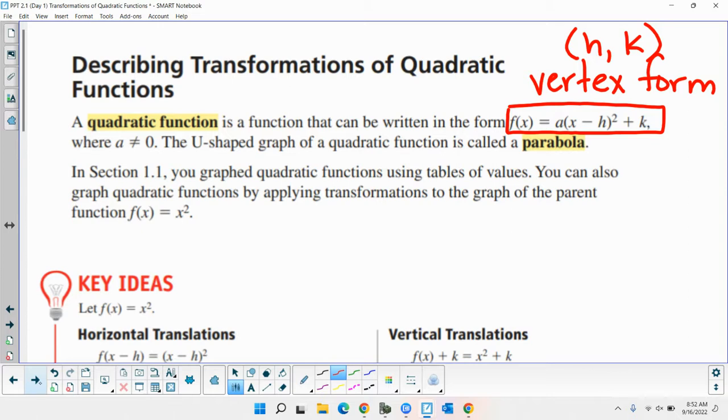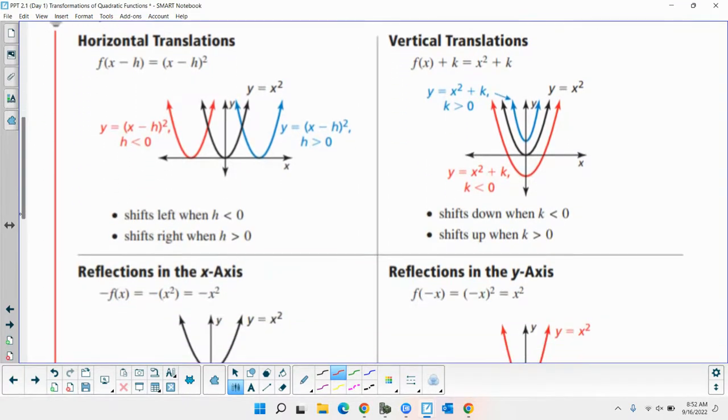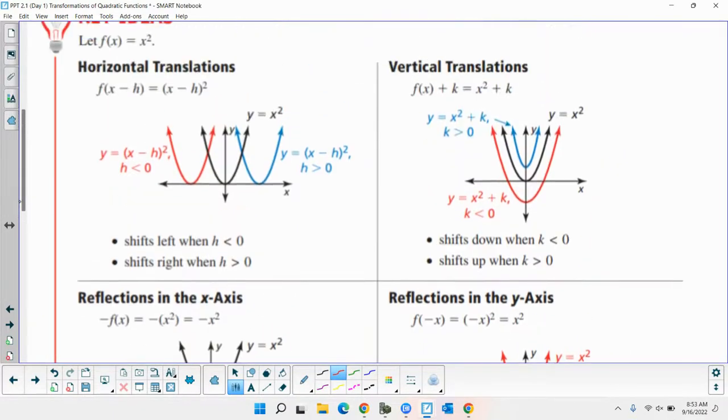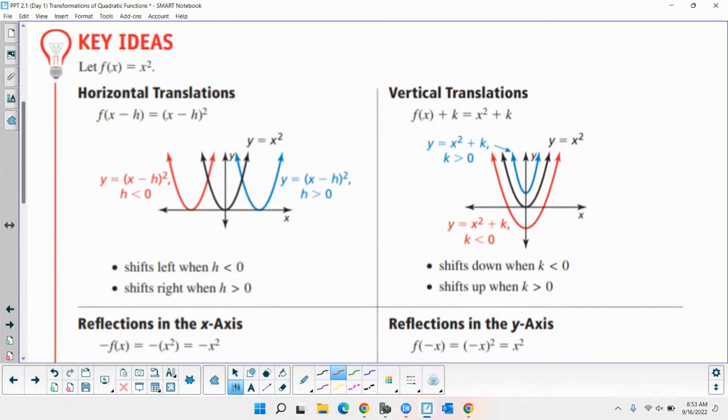So, again, we looked at this before, and we kind of, on the reflections, on the stretches and shrinks, we didn't really work on the horizontal one, so we'll go over that here. Okay, but for the translations, if h is negative, x minus h ends up being x plus h, right? Because it's minus a negative, and it moves left. When that h is positive, it's just x minus, all right, the opposite, so it goes right, just like we talked about.